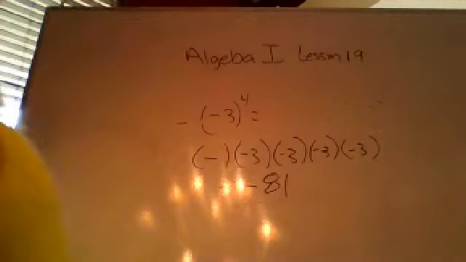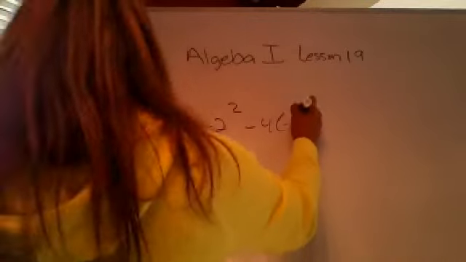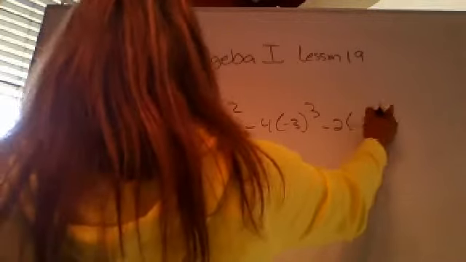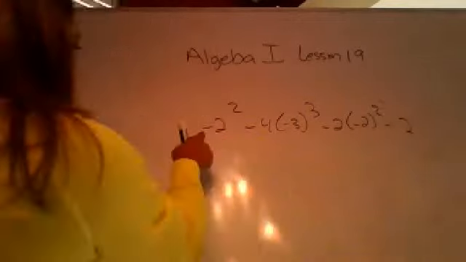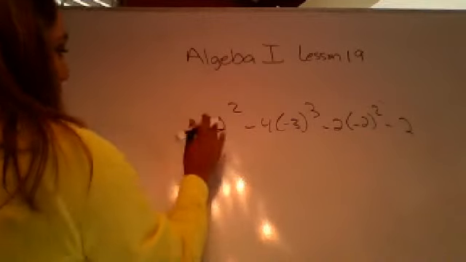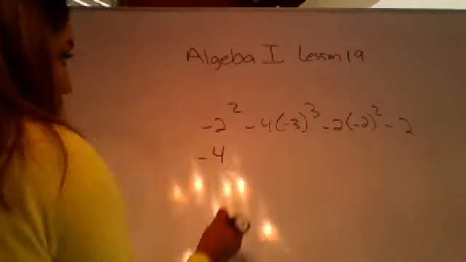Okay? So now let's look at a problem. Let's look at this one. Negative 2 squared minus 4 times negative 3 cubed minus 2 times negative 2 squared minus 2. Okay, this negative is not inside parentheses, so it means the opposite of 2 squared. So negative with 2 squared is what? 2 times 2 or 4.